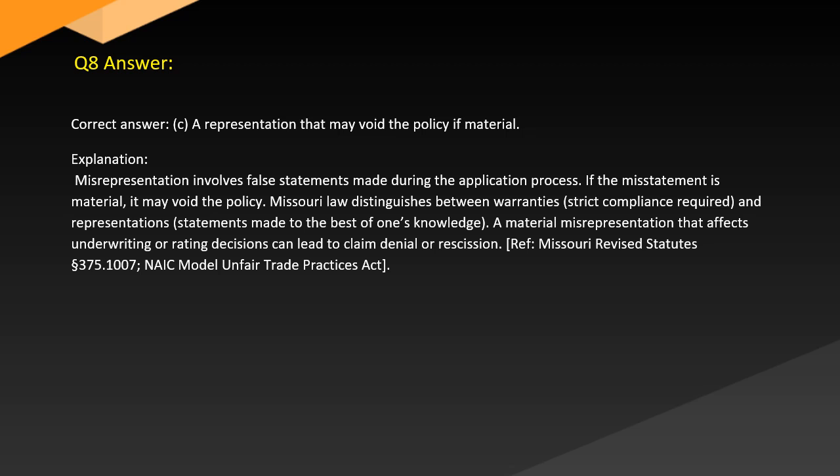Answer. Correct answer: C. A representation that may void the policy if material. Explanation. Misrepresentation involves false statements made during the application process. If the misstatement is material, it may void the policy. Missouri law distinguishes between warranties, where strict compliance is required, and representations, statements made to the best of one's knowledge. Material misrepresentation that affects underwriting or rating decisions can lead to claim denial or rescission. Ref: Missouri Revised Statutes, Model Unfair Trade Practices Act.